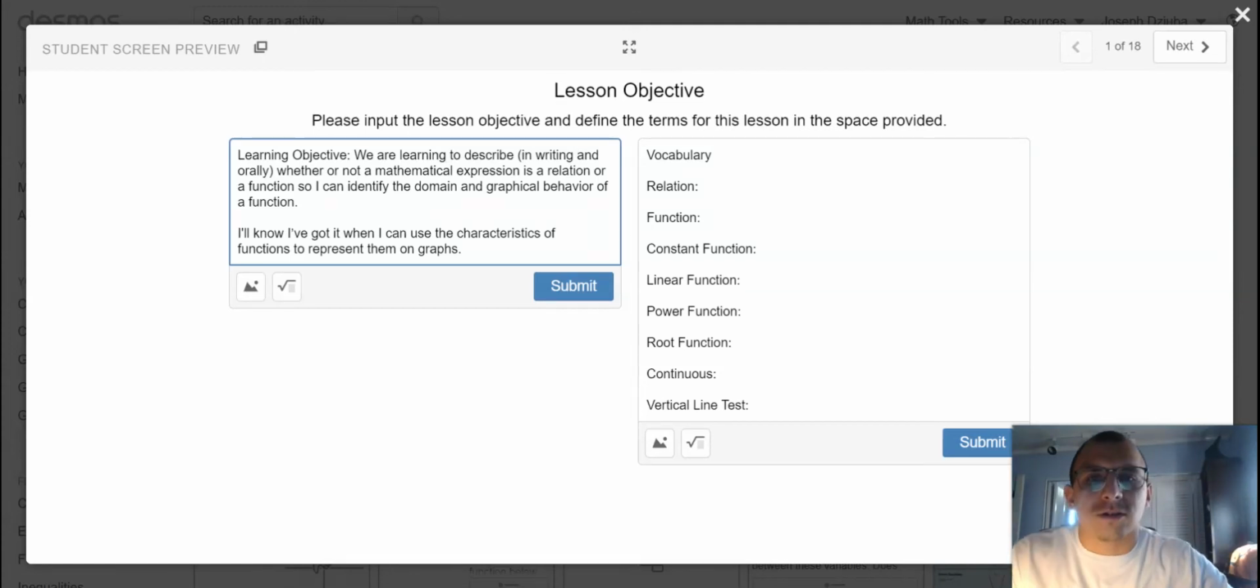All right, welcome back, scholars, to lesson 2, where we're going to spend some time talking about how to graph functions. As you can see, we have an extensive bit of vocabulary for today's content, so make sure you Google those definitions. Today, we're going to be learning to describe whether or not a mathematical expression is a relation or a function, so I can identify the domain and graphical behavior of a function. I'll know I've got it when I can use the characteristics of functions to represent them on graphs.